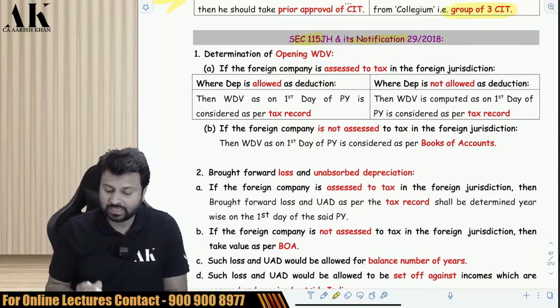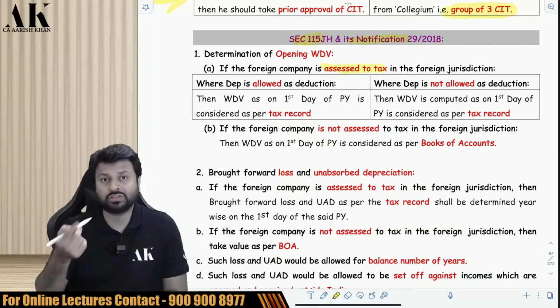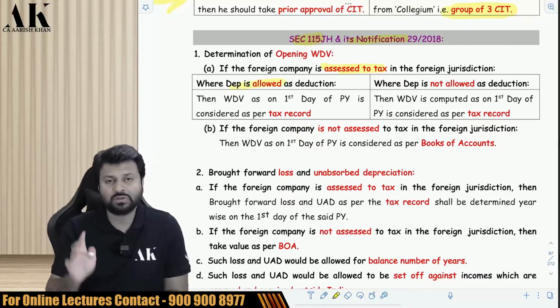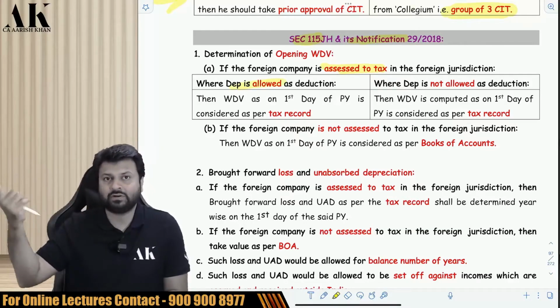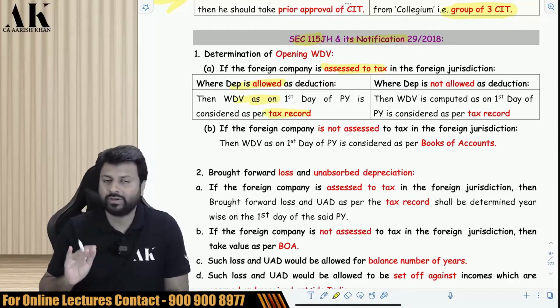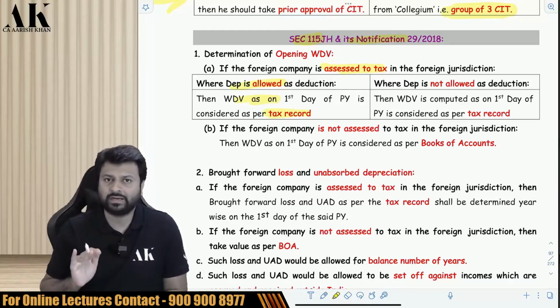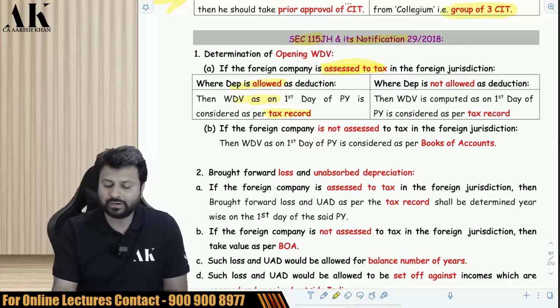So pay attention, please. First of all, we need to find out, is there tax in the foreign country? If there is a tax in the foreign country, then one more question we need to answer, whether depreciation was allowed to that company in that country. If it was allowed, then WDV as per the tax record will be the WDV in the current year. Okay. So whatever is the closing WDV as per the tax record, that will become the WDV in the current year.